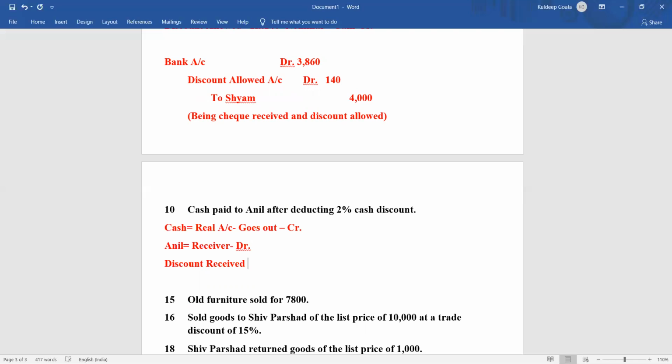Okay. Then comes the next one, discount received. Now discount received is a nominal account, and the nominal account rule says debit losses and expenses, credit gains and income. So if I'm receiving, that means I'm gaining, right? Gain. So the gainer will be credit. Is it clear? Gain will be credit.